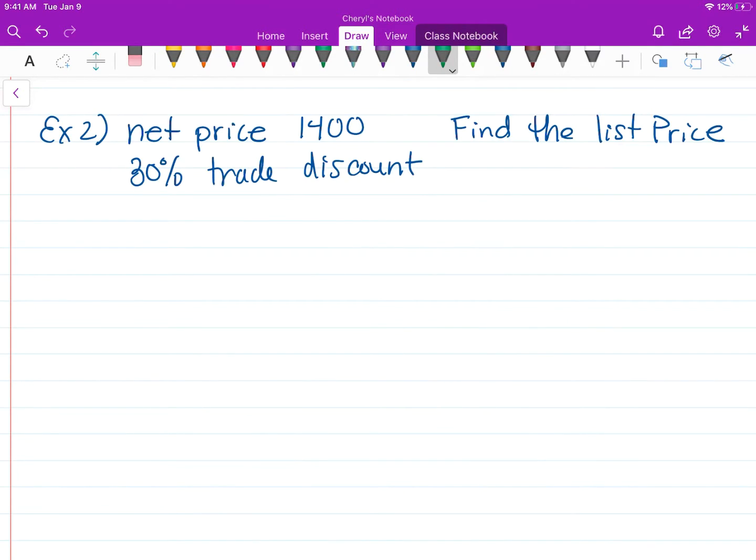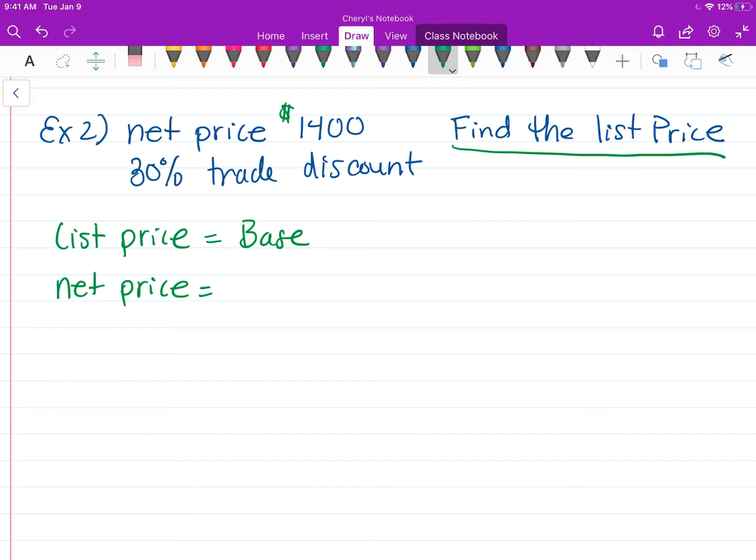Okay, in example 2, we have the net price of a video system is $1,400, and then we have a 30% trade discount, and we want to find the list price. The list price was the amount before the discount. The net price is the amount after the discount. So the list price is our base. It's the total amount before we take off that discount. The net price is the $1,400, which is given to us, and that's going to be the portion. That's part of the whole, right? The net price is part of the list price.